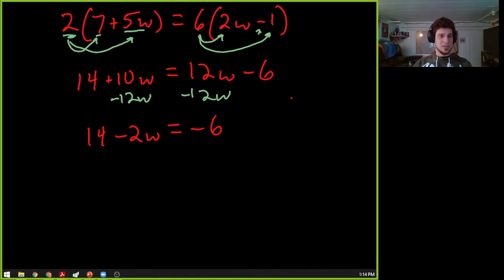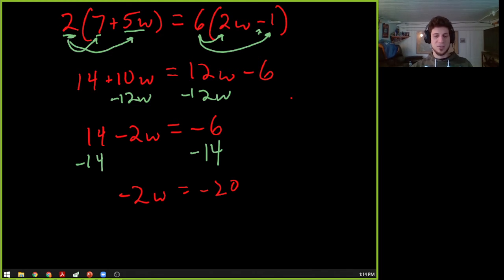Let's clear away that constant. So 14, to get rid of that, we use the additive inverse. We can do minus 14. Have to do the same to the other side, of course. And we are left with 0. Don't have to write it. Minus 2w equals, and this is negative 6 minus 14, so that's going to be negative 20. Now we are left with negative 2 times w equals negative 20.